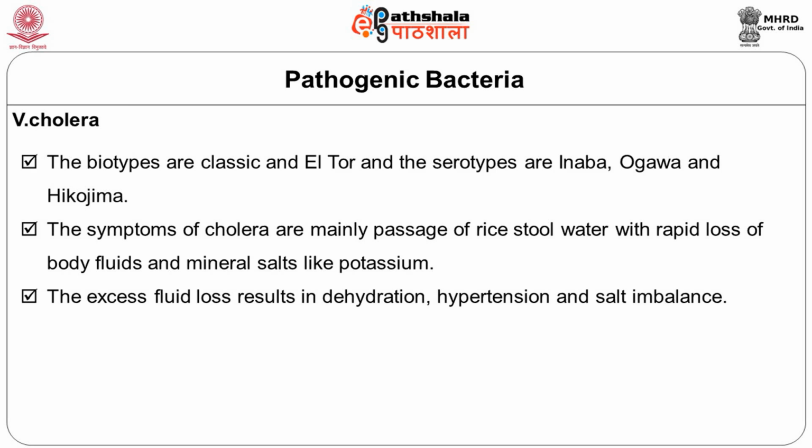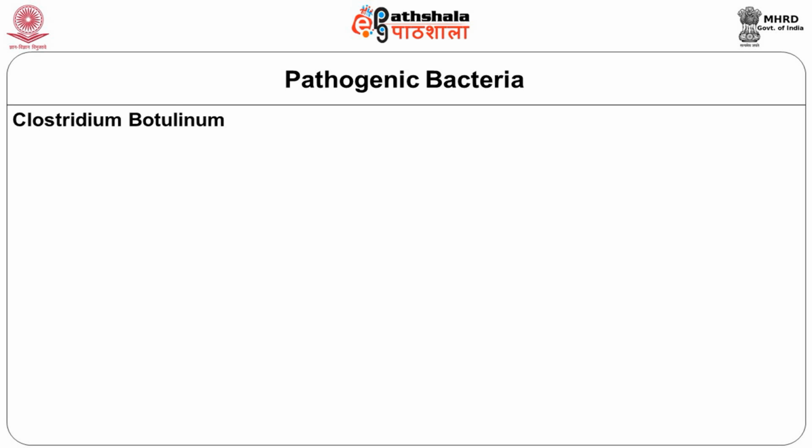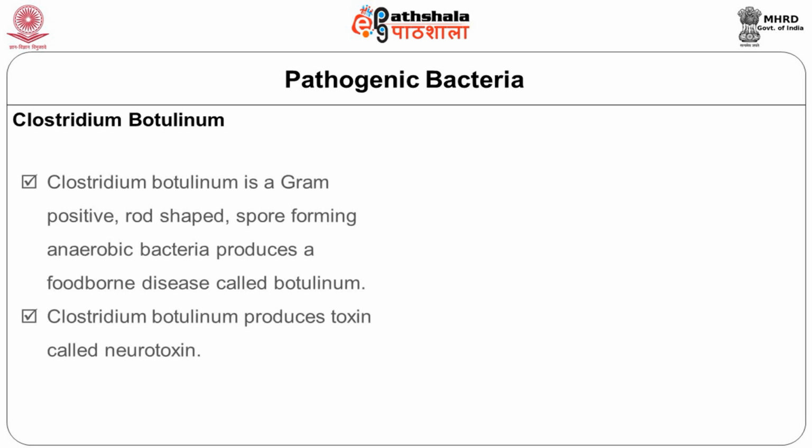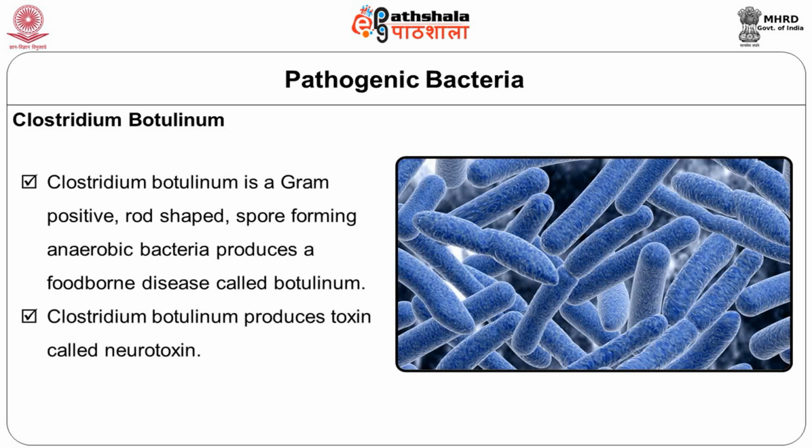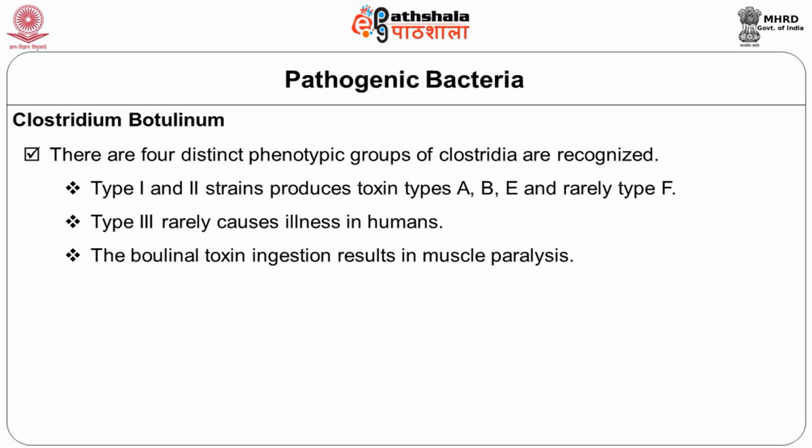The other organism that mostly Western countries are worried about, but in India we do not have much of an issue, but still we should understand this, is Clostridium botulinum. It's a gram-positive rod-shaped spore-forming anaerobic bacteria which produces the foodborne disease called botulism. The bacteria usually resides in canned foods. Clostridium botulinum produces a toxin called neurotoxin. This is a very potent neurotoxin. It has different types of strains that produce A, B, E and rarely F, and type 3 rarely causes illness to humans. The botulinal toxin results in muscle paralysis.